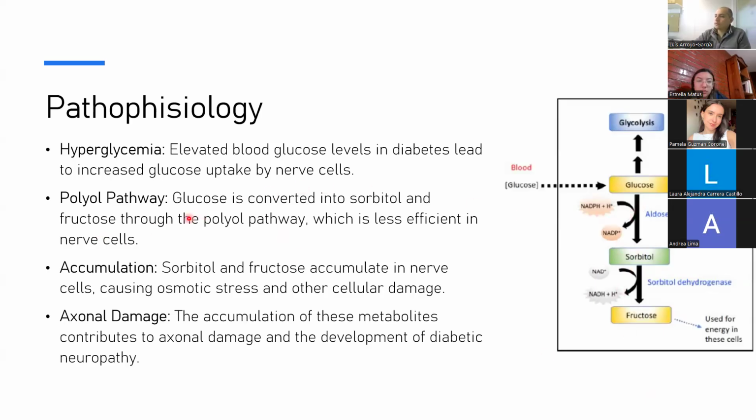By these 2 enzymes, we are going to produce fructose. So the polyol pathway, this sorbitol pathway, is actually less efficient in nerve cells, which will generate 2 things: sorbitol and fructose that accumulate in the nerve cells, which will generate an osmotic stress and cellular damage. That accumulation will contribute to the axonal damage and development of diabetic neuropathy.